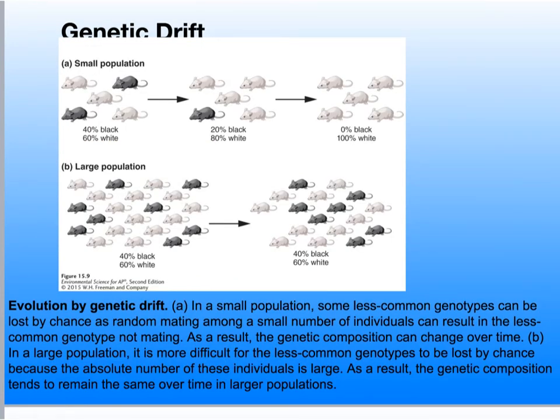Evolution by genetic drift. If you look here, we have two populations, a small population and a large population. So there can be change just based on the size of a population. In the small population, which was 40% black and 60% white, once the animals mated, there was a huge increase in the white number to eventually where a color was actually lost. Now, if I have a large population, they're more likely to hold on to those less common genotypes and phenotypes. The sheer number of individuals allows for a similar population to arise.